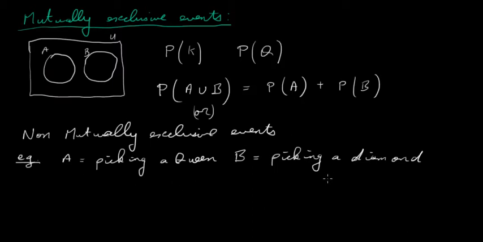So in other words, event A intersection the set B is not the null set. In other words, you will have an overlap of these two sets here. So you will have set A, set B, and there will be an overlap in the middle here. This is A and this is B, and there will be an overlap here in the middle.